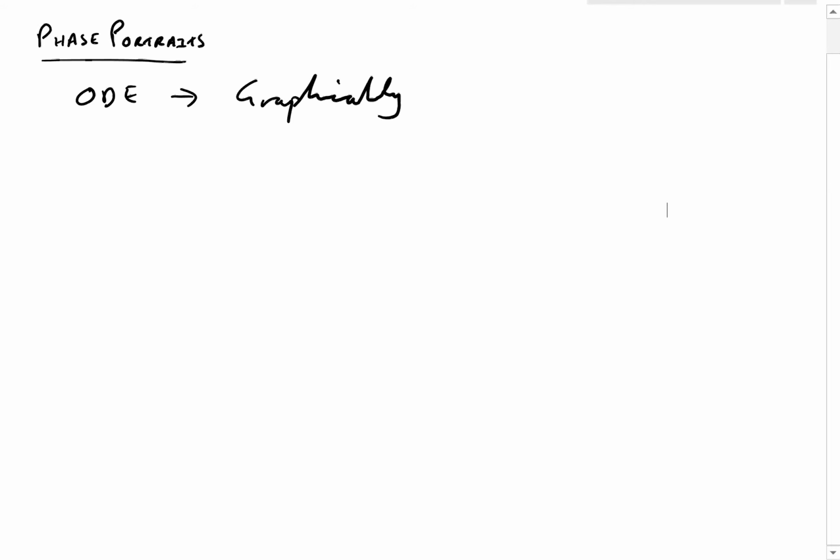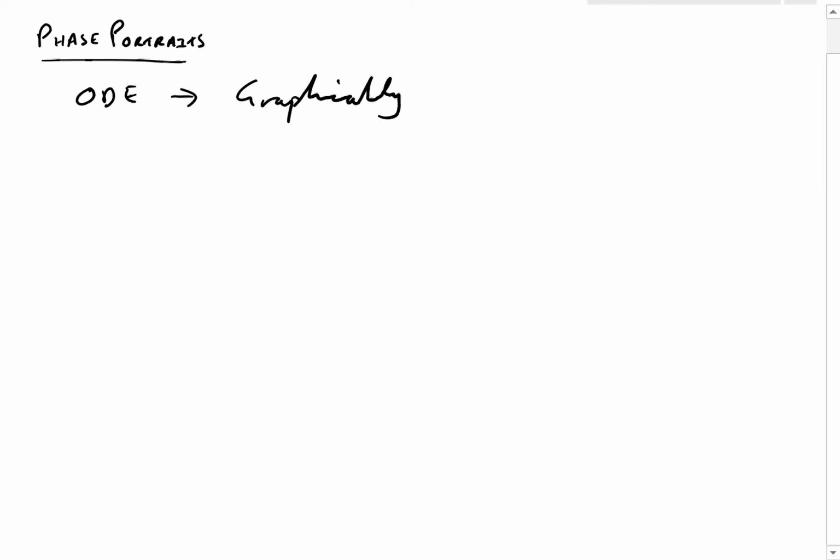So we have an ODE, and what we want from it is just what the solutions are doing. We're not necessarily interested in what the solutions are, like the actual numbers of the solutions. We're just interested in what the solutions are doing. And so this is why phase portraits are really useful.